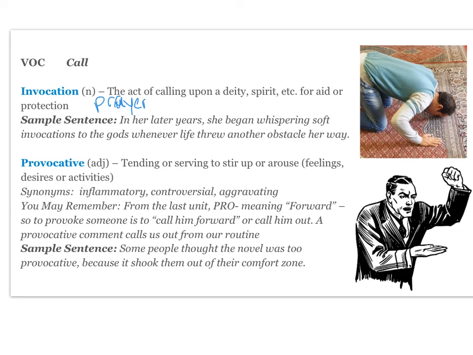Your sample sentence is, in her later years, she began whispering soft invocations to the gods whenever life threw another obstacle her way. And you see someone praying over here. Your last word is provocative. It is an adjective. It is tending to stir up or arouse, and that's after it. It could arouse feelings or desires or activities.